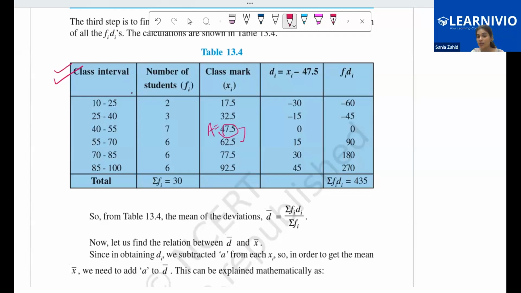But what will I do? I will calculate the deviation of each class mark from the assumed mean. The formula for deviation is you subtract the assumed mean from each class mark, like 17.5 minus 47.5, 32.5 minus 47.5, then 47.5 minus 47.5. Now you find the product of frequency and deviation. Earlier we were finding the product of frequency with the class mark, but in the assumed mean method, you first calculate deviation for each class mark and then calculate fi di.